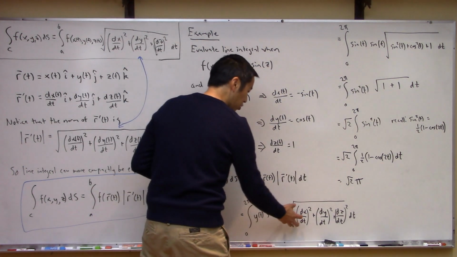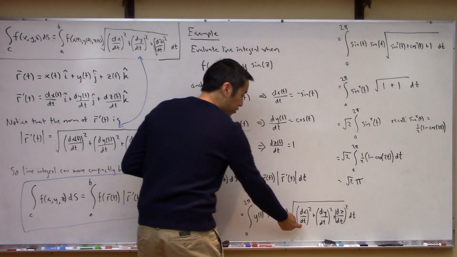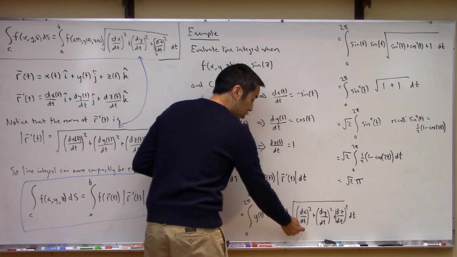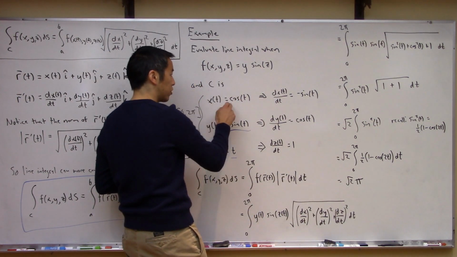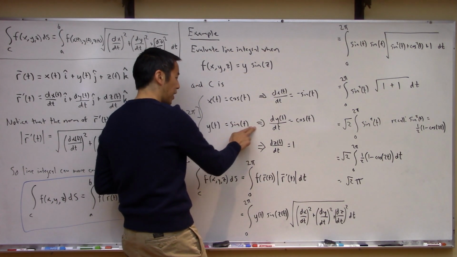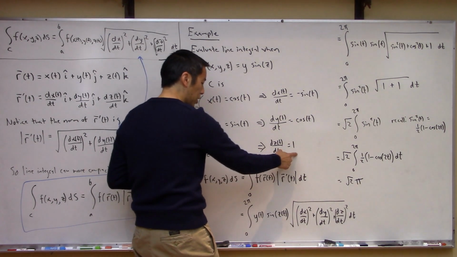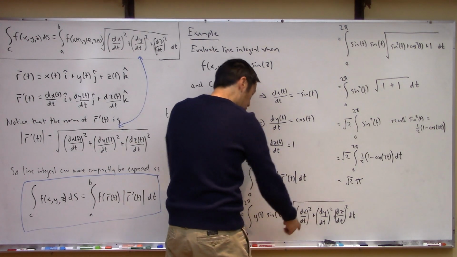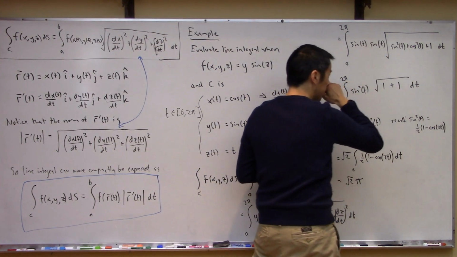And then let's go ahead and grab this term, this square root stuff. Again, we can get all of these derivatives of the parameterization of x, y, and z with respect to t. I'm just going to do this right here. Take the derivative of cosine with respect to t, you get minus sine. Take the derivative of sine of t, you get cosine. Take the derivative of t with respect to t, you get a 1. So this whole integrand turns into this: sine squared plus cosine squared plus 1.